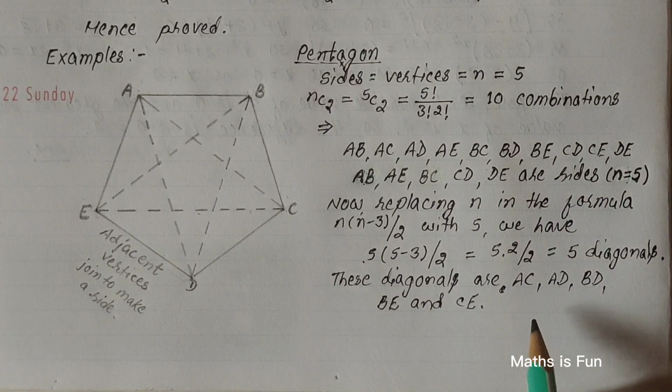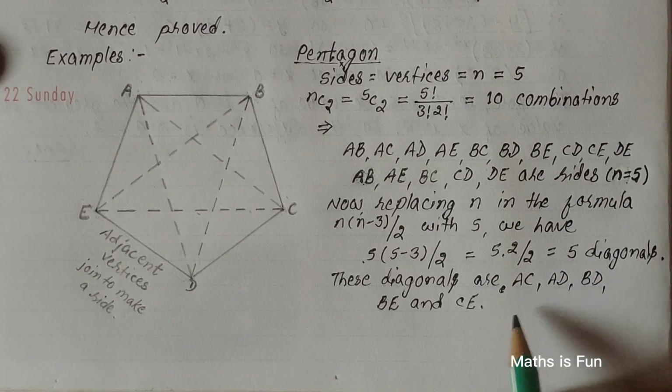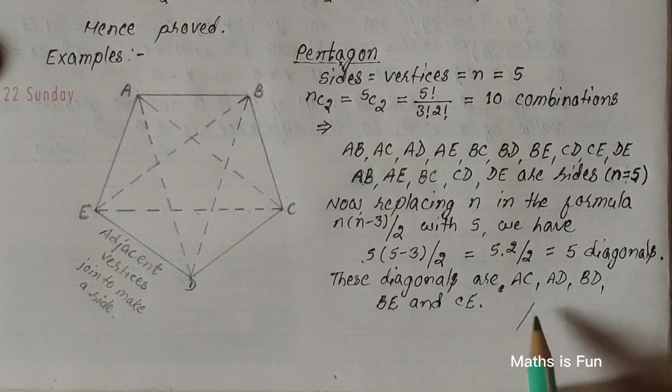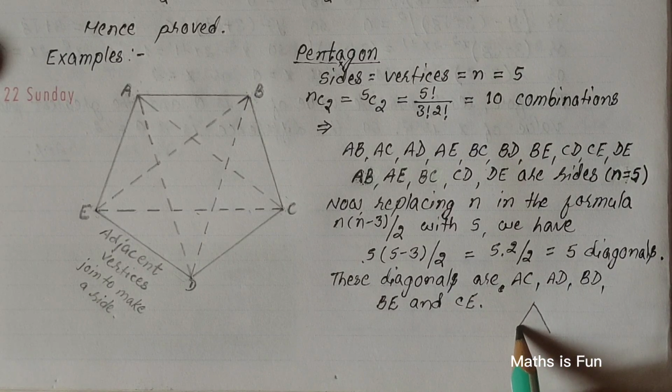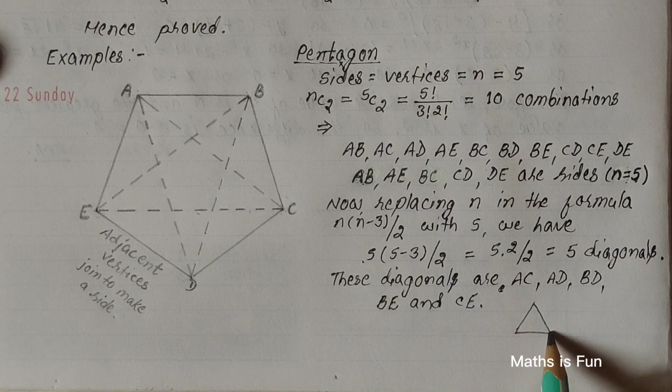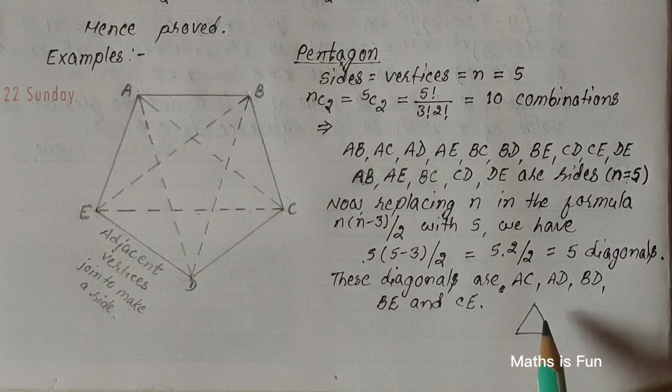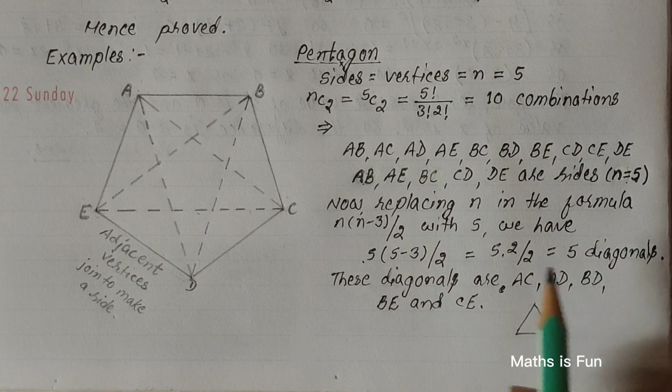Friends, before I conclude, let's go with one more convex polygon. This time it will be a triangle. What do you think, how many diagonals does this triangle have? Keep the answer in your head. We'll check it using this formula.